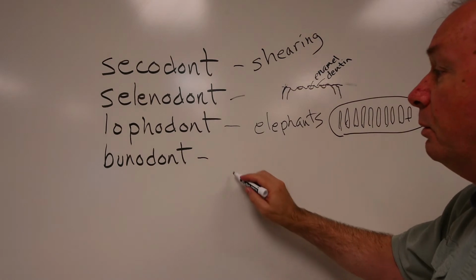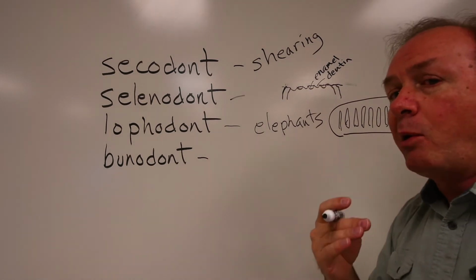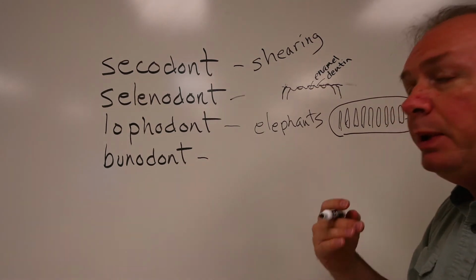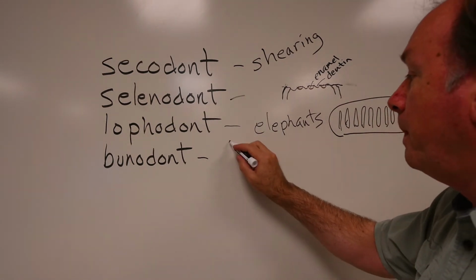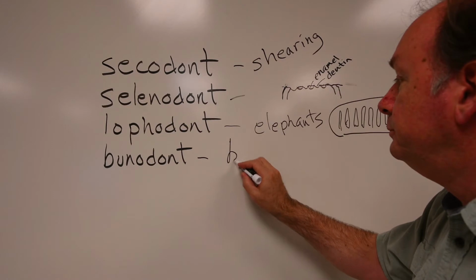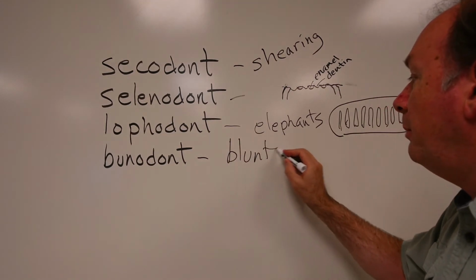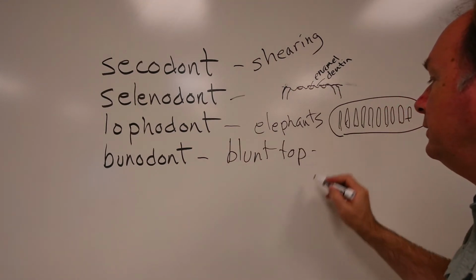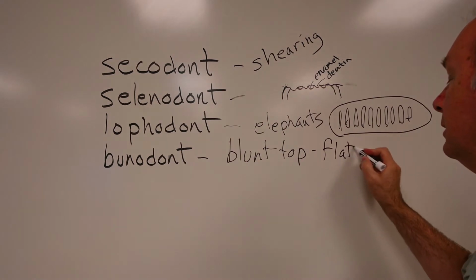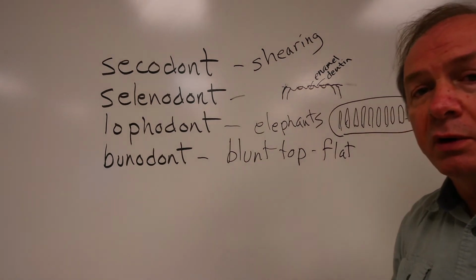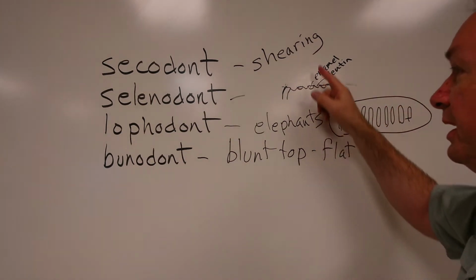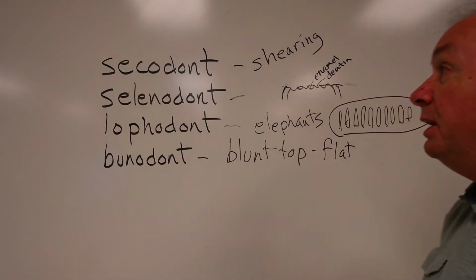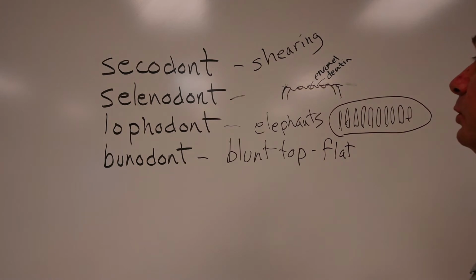Bunodont type tooth is a blunt top tooth like our molars are in our mouth. Pigs have the same kind of molar type arrangement. So it's, we'll say a blunt top. It's a fairly flat surface for crushing food, covered with enamel. No exposed dentin, not supposed to have any exposed dentin anyhow in that kind of a tooth.